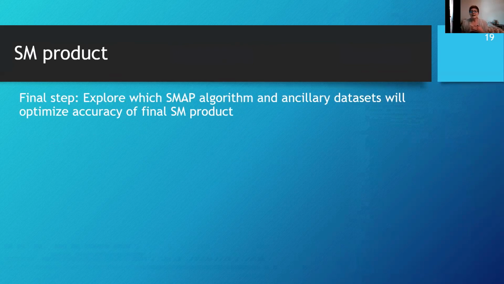Finally, the title of this presentation mentions a soil moisture product, but so far I've only discussed the brightness temperature algorithm. After the brightness temperature algorithm is finalized, sometime in the future, we will explore which SMAP algorithm and which ancillary data sets will optimize the accuracy of the final soil moisture product.